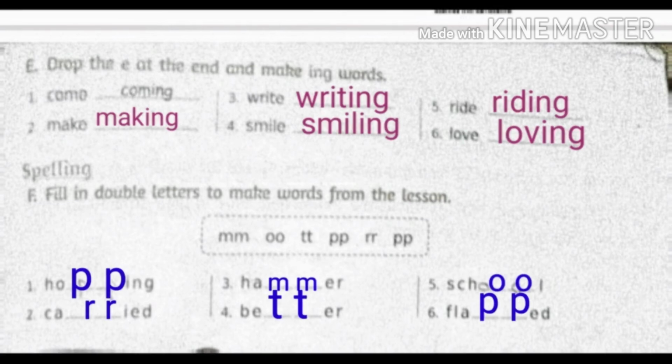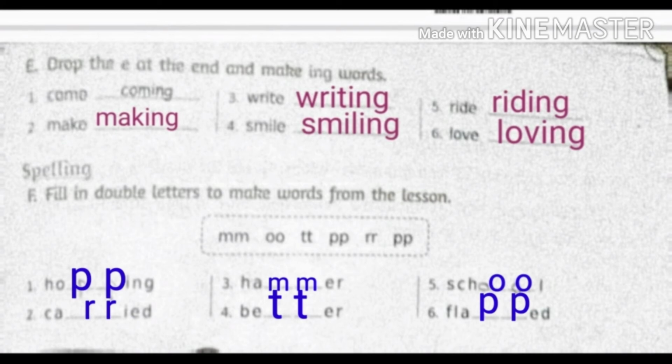Now the next word is love, and the new word will be loving. L-O-V-I-N-G, loving. Now the next exercise is fill in the double letters to make the words from the lesson. As you can see, in the box double letters are written, and you have to fill in those double letters in the suitable words given below.